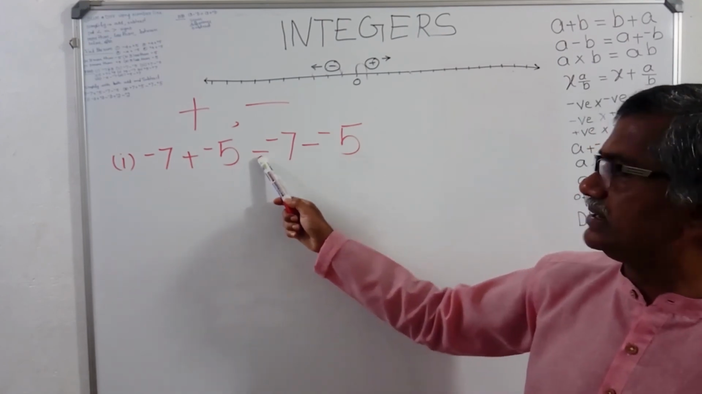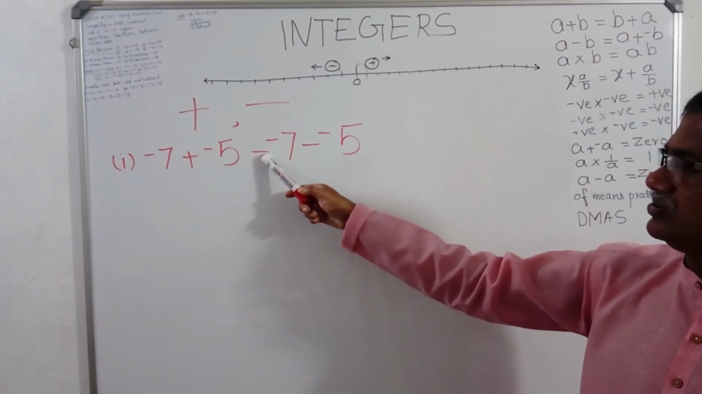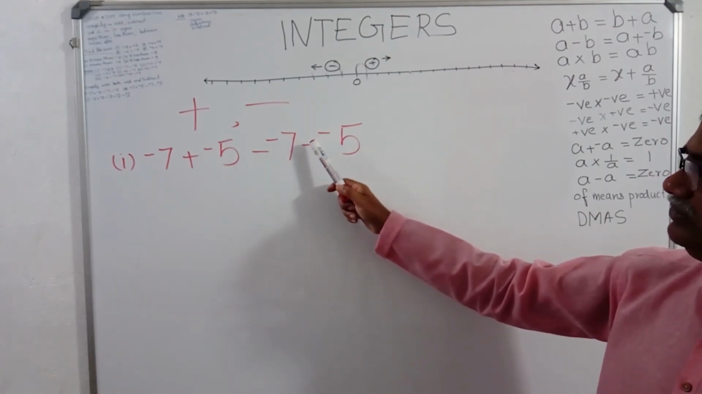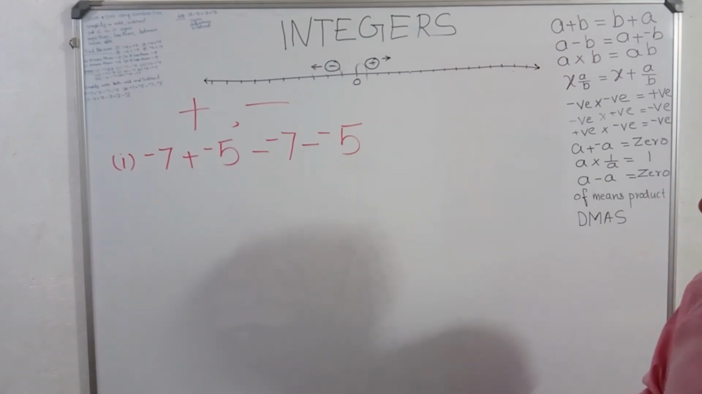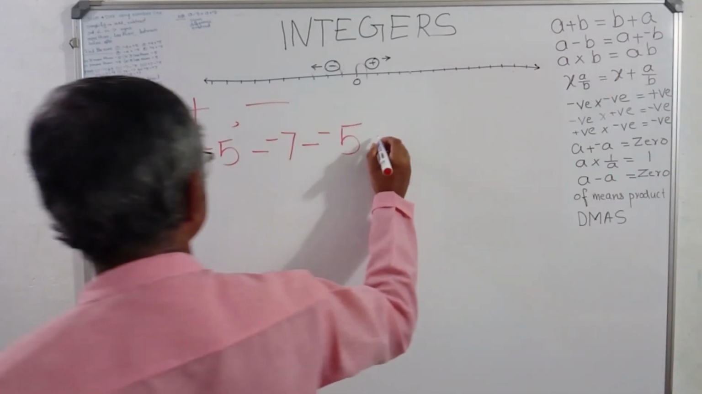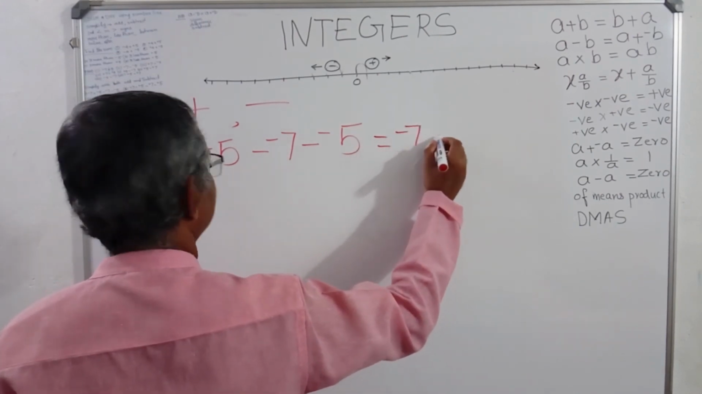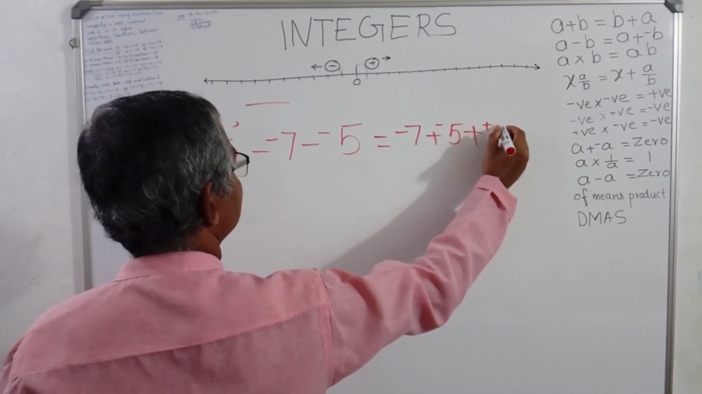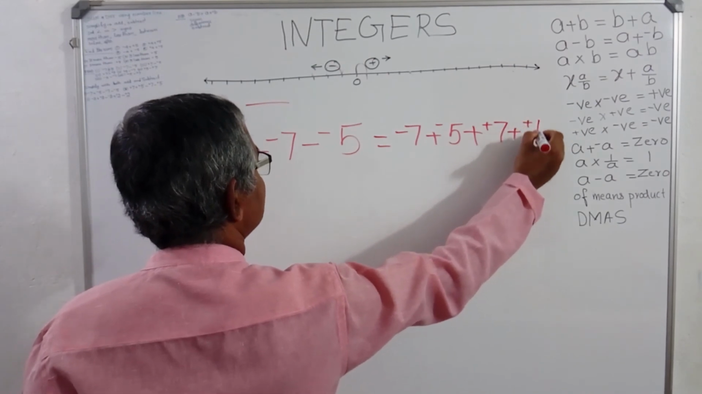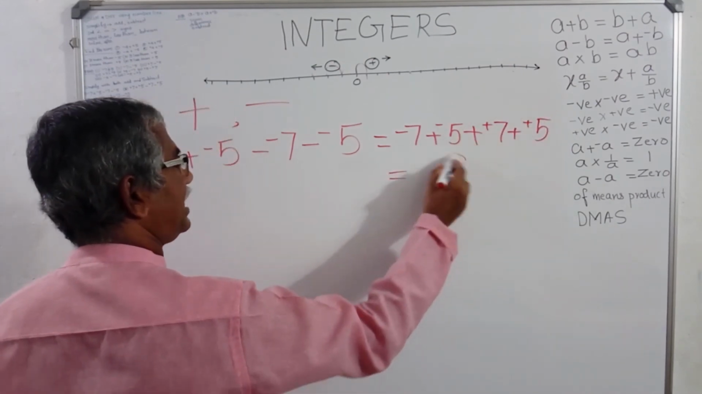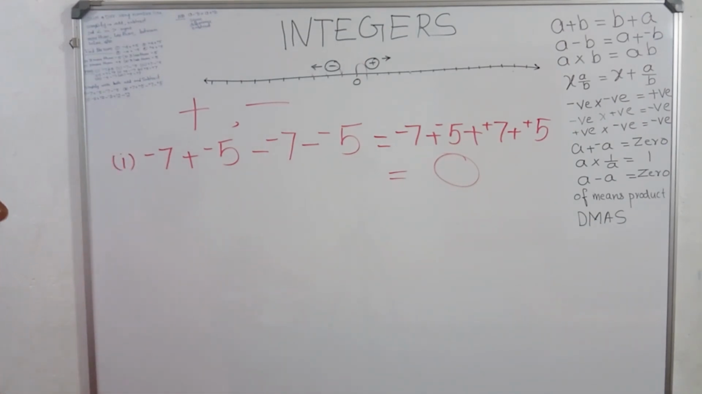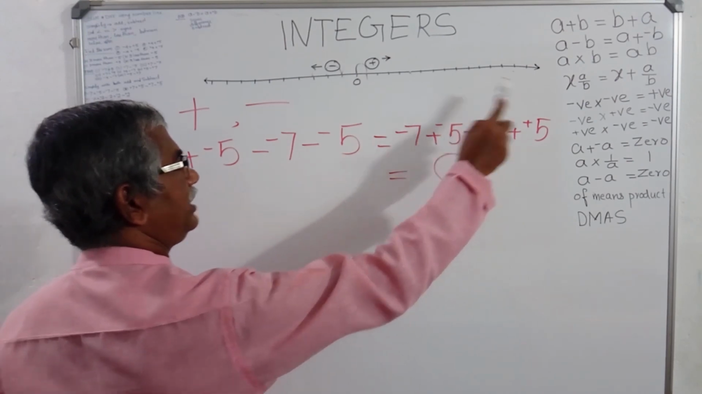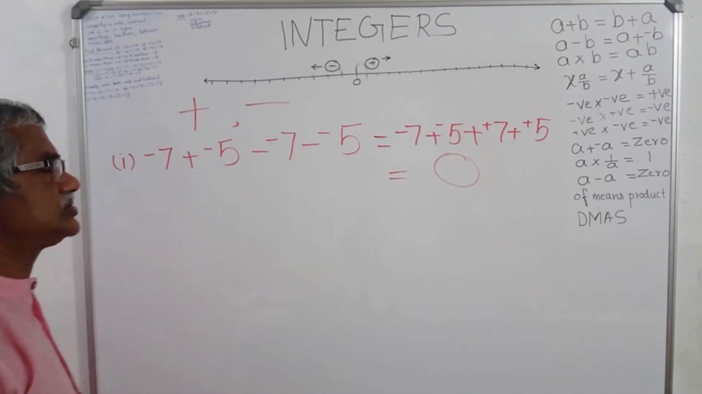Here, subtraction of a negative will become positive. Subtraction becomes addition. Here, subtract negative, which means adding positive. So we are going to change it as negative 7 plus negative 5 plus positive 7 plus positive 5. Simply, what will be the answer? Why do so? Negative 7, positive 7. Taking their sum, 0. Negative 5, positive 5. Taking their sum, 0.